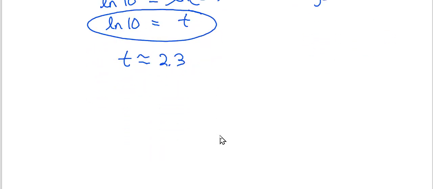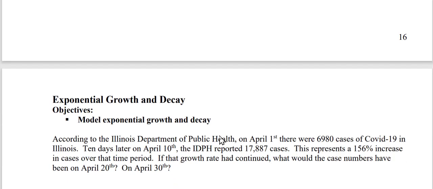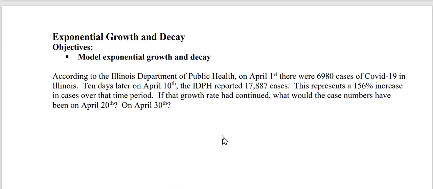All right, that's it for solving logarithmic equations in this video. Next, we want to get into exponential growth and decay. This is modeling real-life applications of exponential growth and decay. So we will see that in our next video, kind of wrapping up our study of exponential and logarithmic functions.